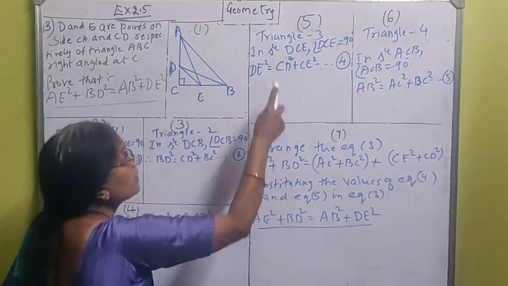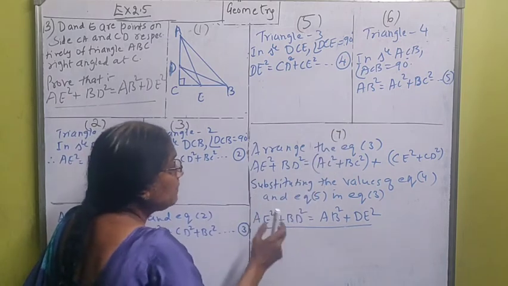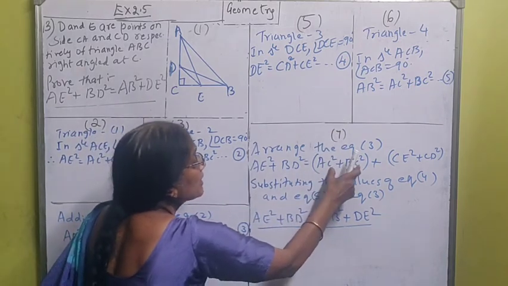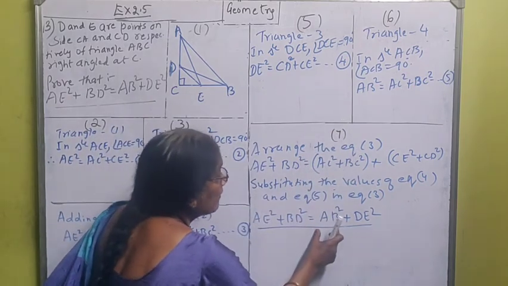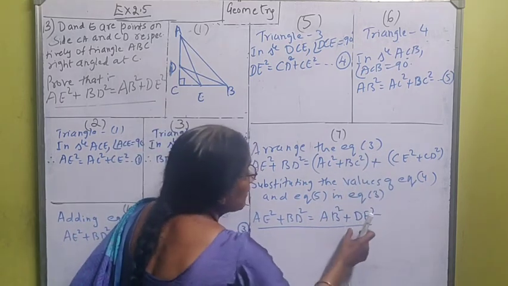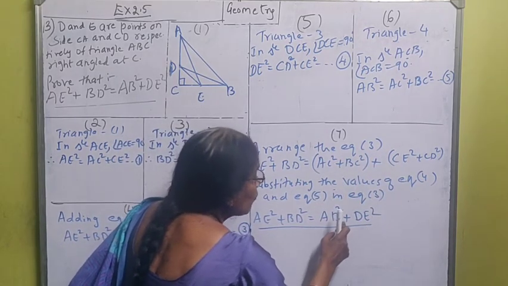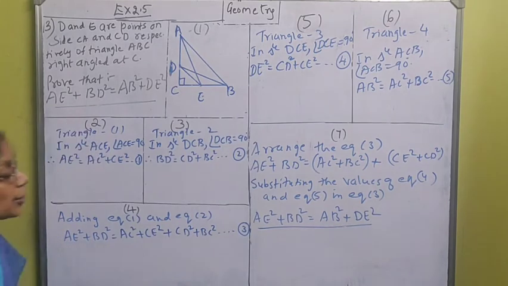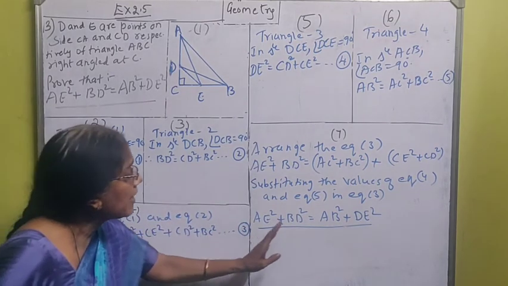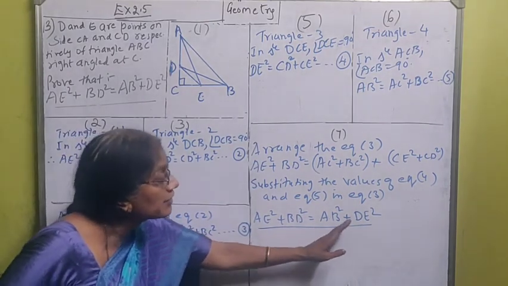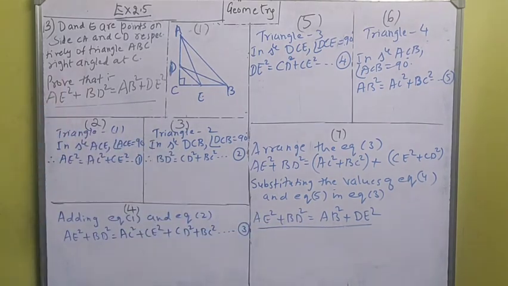Now according to equations 4 and 5, AC square plus BC square we got as AB square, and CE square plus CD square we got as DE square. In between, what sign is there? Plus sign is there. So we are able to prove that AE square plus BD square is equal to AB square plus DE square. This is how we have to prove this sum.